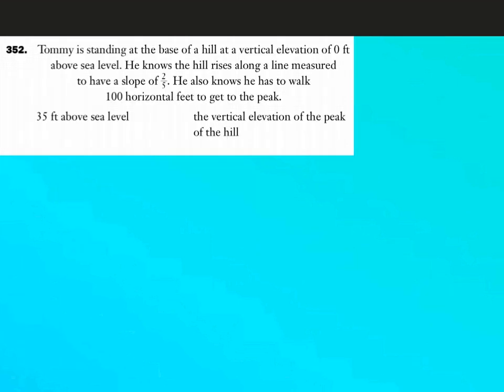Now Tommy is standing at the base of a hill at a vertical elevation of 0 feet above sea level. He knows the hill rises along a line measured to have a slope of 2 by 5. 2 by 5 is basically rise over run. He has to walk 100 horizontal feet, which is this, this is 100. Now this is the information given to us.